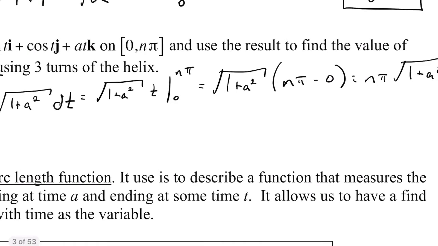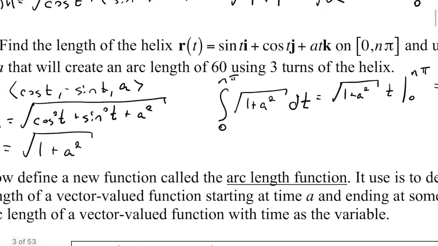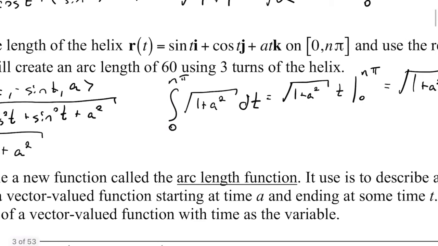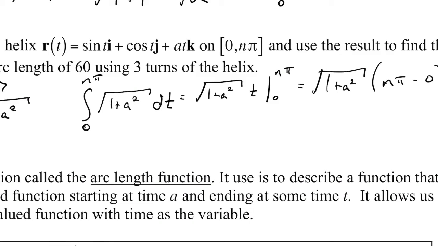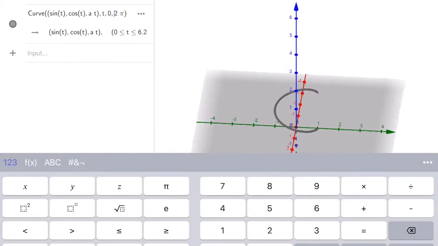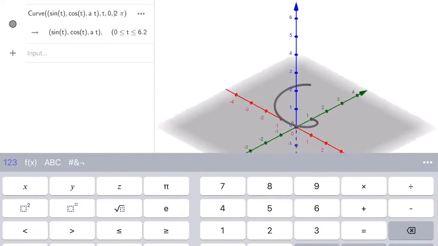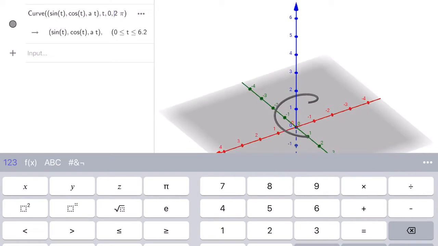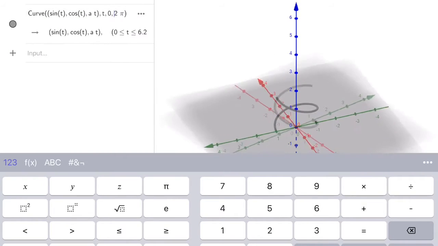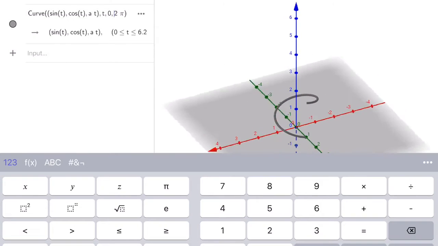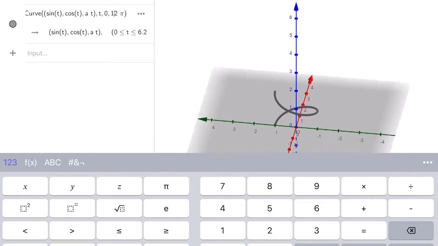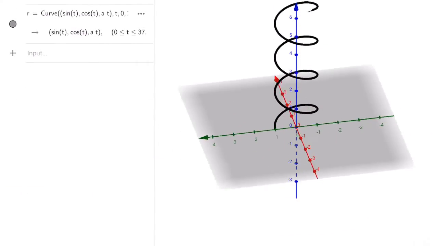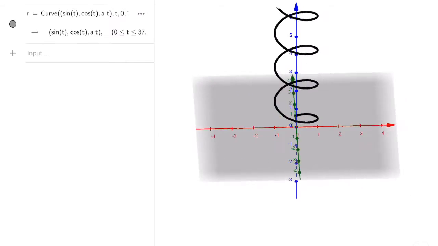The second part of this question says to use the result to find the value of a that will create an arc length of 60 using 3 turns of the helix. So this part is where looking at the graph of the helix might help. GeoGebra automatically created these boundaries for t. The boundaries it created were 0 to 2 pi. But in the problem, we have this value of n, which means that the upper boundary could be anything. Instead of 2 pi, I'm just going to make this 12 pi, just so we can see what happens for a higher upper boundary. So this is what the helix looks like with an upper boundary of 12 pi.